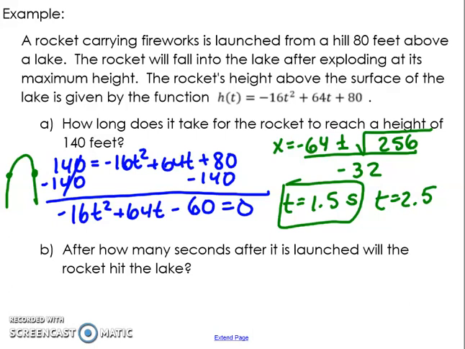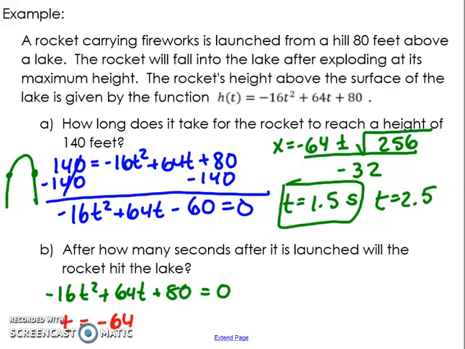Okay, so in this last one, after how many seconds after it is launched will the rocket hit the lake? So if the rocket's hitting the lake, the height of the rocket will be at 0. So when it hits the lake, it's at 0. So we're going to take the function and we're going to set it equal to 0 because that's what the height is. So height is 0, so equals 0. Again, you can try to factor it. You can plug it into the quadratic formula. Again, I'm just going to use quadratic formula real fast.